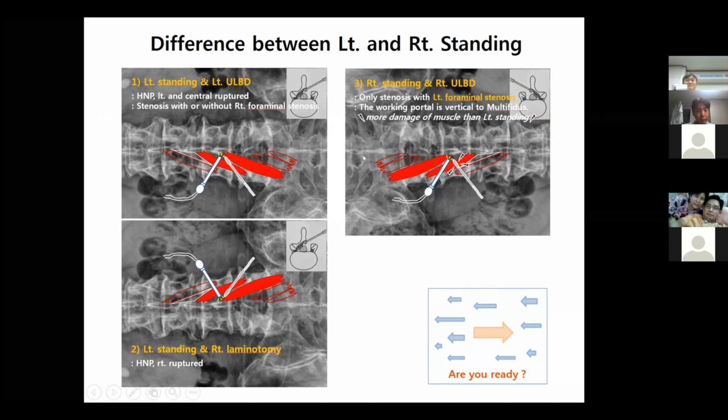So right standing, right ULBD, this is only for stenosis with left foraminal stenosis. Commonly, a patient has combined stenosis, central stenosis and foraminal stenosis. For central stenosis with left foraminal stenosis, I stand on the right and do a right ULBD. But this standing can cause more damage to this muscle because of the instrument, and this muscle direction is vertical. So I like to stand on the left side commonly.